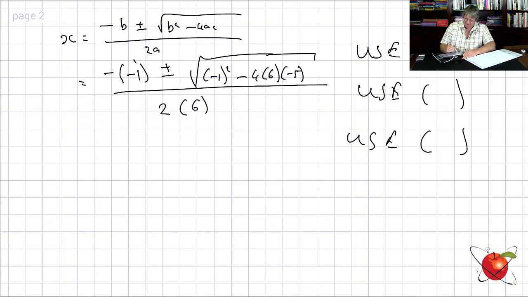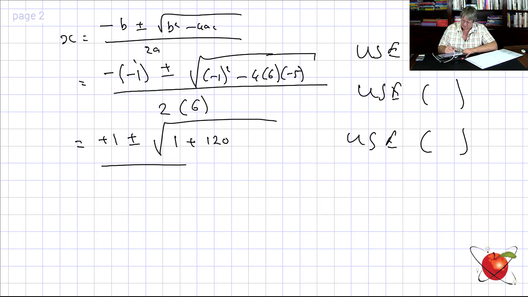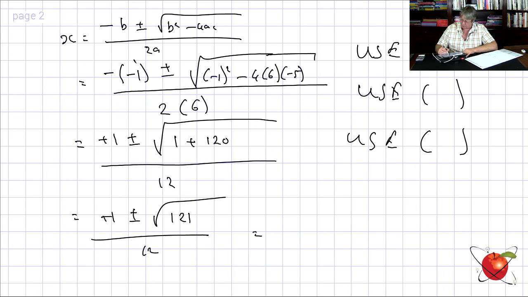All right? So now we say, right, minus times a minus is a plus 1. Plus minus. Let's work it out. Minus 1 squared is 1. Okay? Then this is going to be minus times a minus is a plus. 5 times 4 is 20 times 6 is 120. All over 12. Plus 1, plus or minus the square root of 121 over 12 is going to be equal to plus 1, plus or minus 11 over 12.